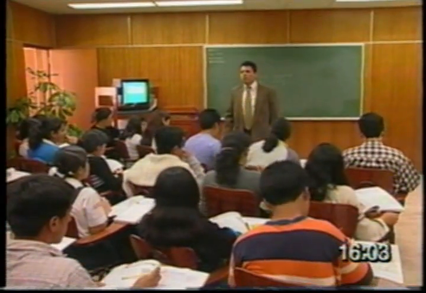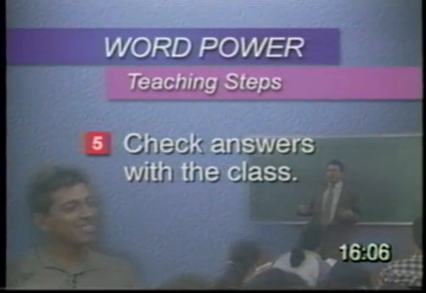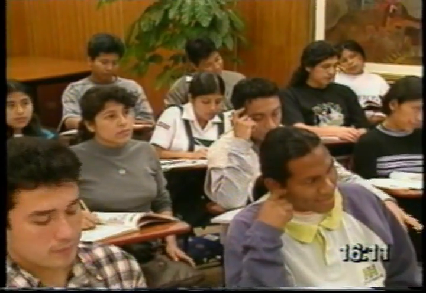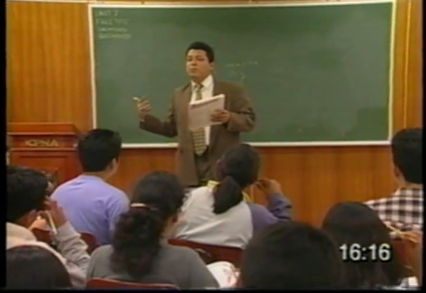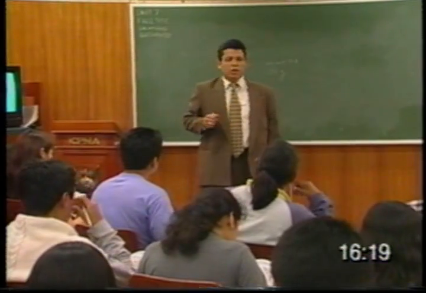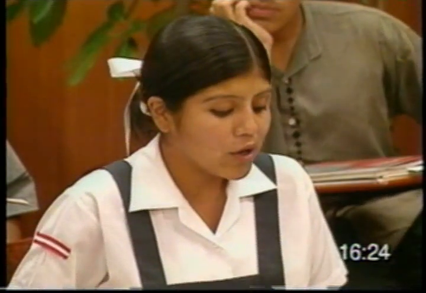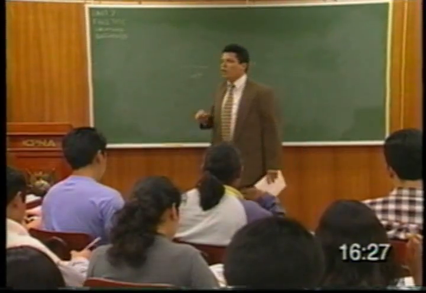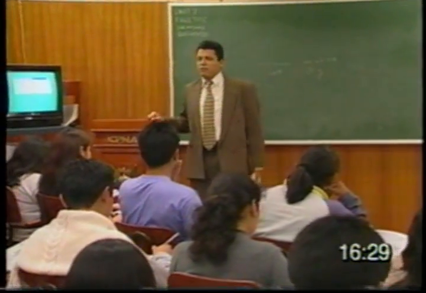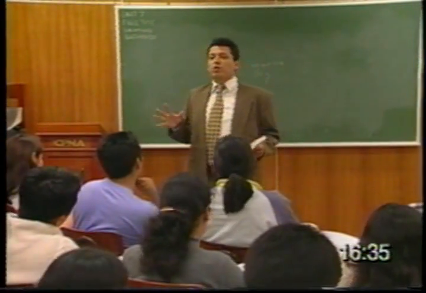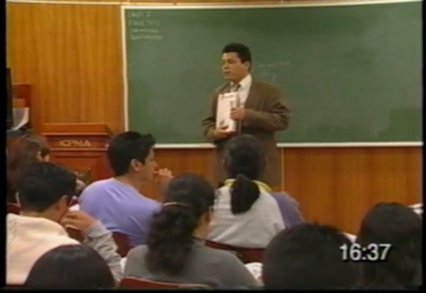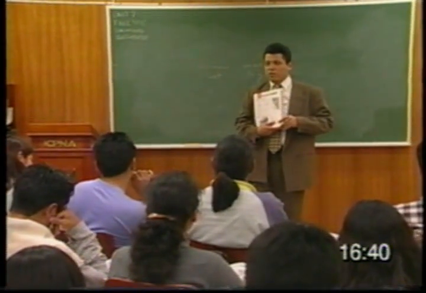Everybody finished? Okay. Teaching Step 5. Check answers with the class. Okay. Now, Judy, you asked the question for laundromat, and Jacqueline, you say it's a place where you, okay? Judy? What's a laundromat? It's a place where you wash and dry clothes. Is that correct? Yes. Okay. Good, Judy. Good, Jacqueline. Good, everybody.